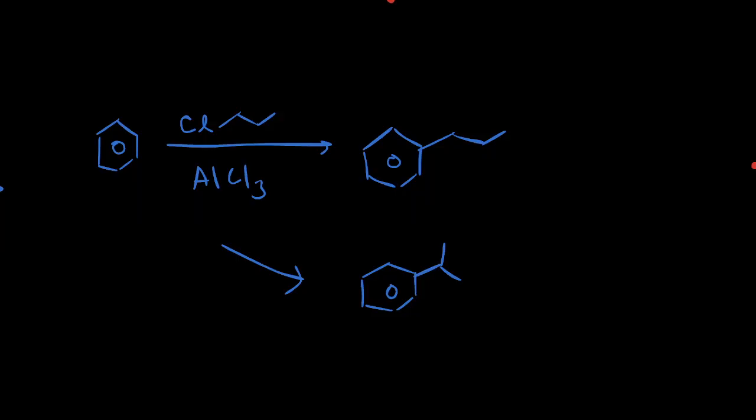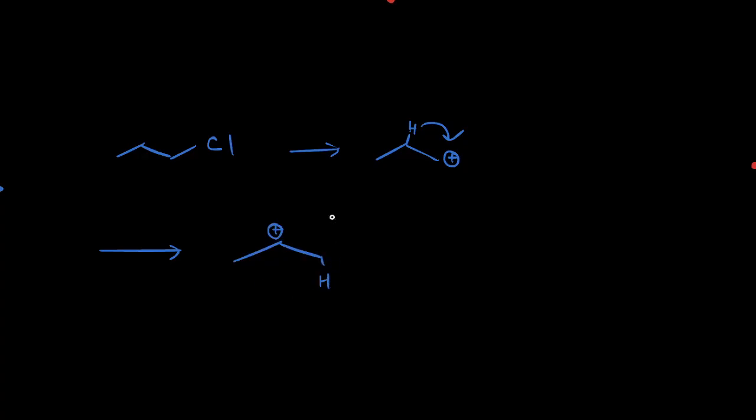So let's look at the reason why this occurs. If we start off with this 1-chloropropane, right? This one. When we lose our chlorine, we're going to be forming, at first, a primary carbocation. Remember, there's going to be our hydrogen here. But if we undergo a hydride shift, we can actually form a much more stable intermediate, which is this secondary carbocation.